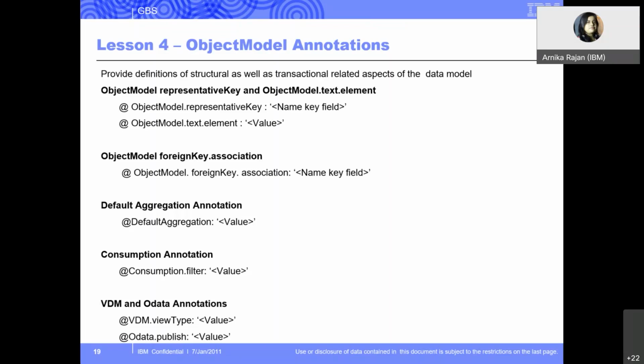Then we have this OData.publish. I already told you that for certain UI reporting, we need to expose this OData, we need to activate this OData. So first we will publish it with OData.publish and mark the value true. Once the OData service is created, we will need to activate it in our SAP Gateway. That is our next step that I have documented. I will show you in the hands-on.